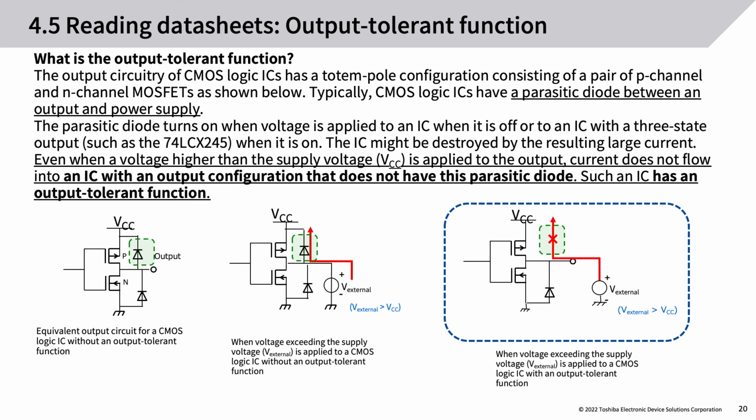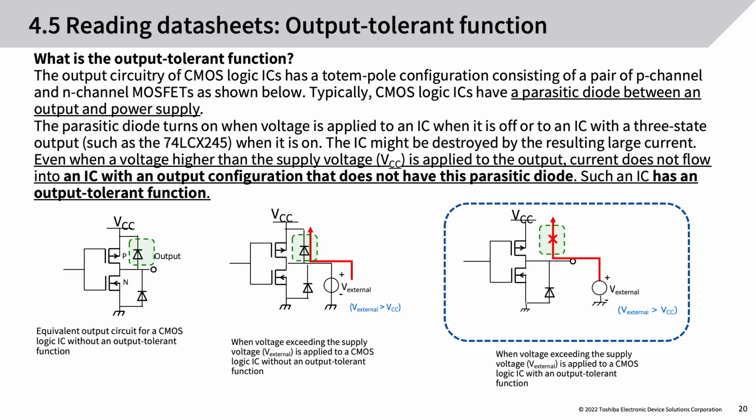Reading datasheets. Output tolerant function. What is the output tolerant function? The output circuitry of CMOS logic ICs has a totem pole configuration consisting of a pair of P-channel and N-channel MOSFETs as shown below. Typically, CMOS logic ICs have a parasitic diode between an output and power supply.